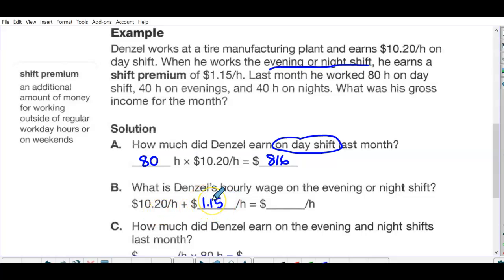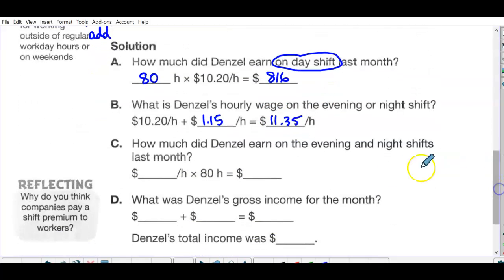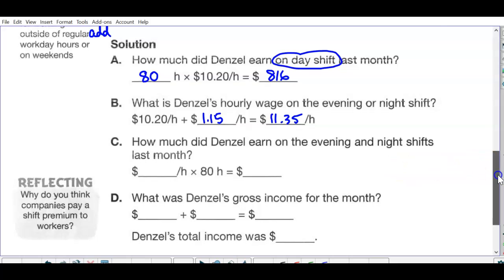It'll be different for overtime. Sometimes overtime you get paid double time. That's not adding, that's multiplying. This is adding. It's a shift premium here, so means you add it on. So $10.20 plus $1.15 is $11.35.